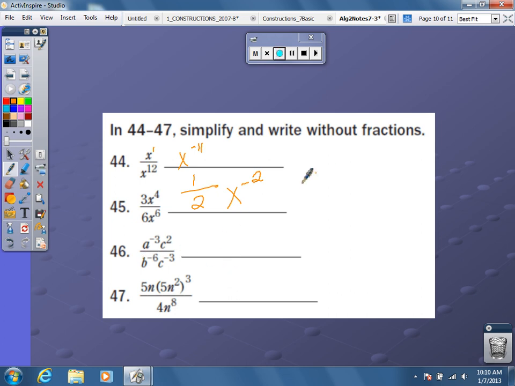Okay, they want without fractions, so a to the negative 3rd is okay, c squared is okay, but I got to move these guys up. That'll become b to the 6th and c to the 3rd. Clean it up a little bit. A to the negative 3rd, b to the 6th, c to the 5th.